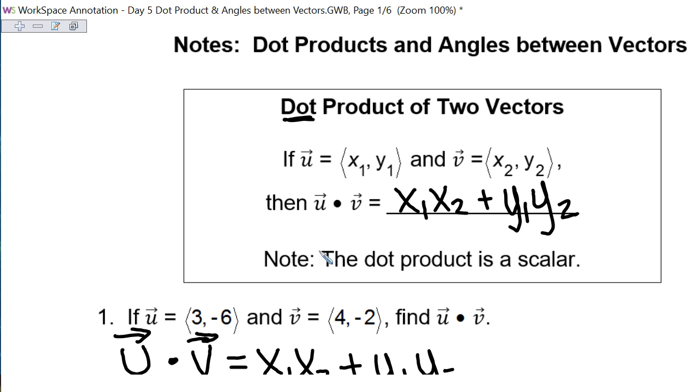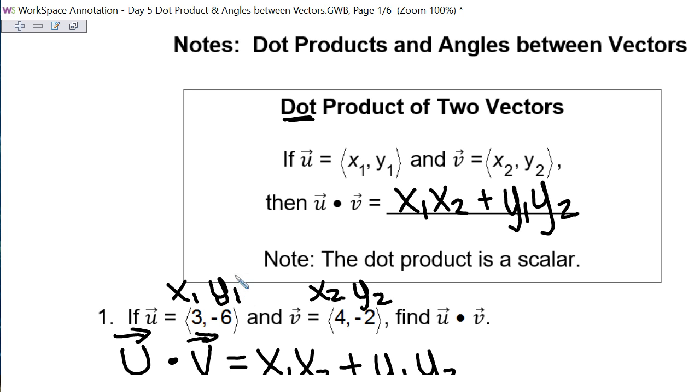Now, it's helpful if you label. So your first vector is x1, y1. Your second vector is x2, y2. If you label things, you're less likely to make mistakes. You can see where every value needs to go. So let's go ahead and substitute in some values. So vector u times vector v is equal to, what do I put for x1 and x2? 3 and 4. So we need to do 3 times 4 plus, now we need to do y1 times y2.